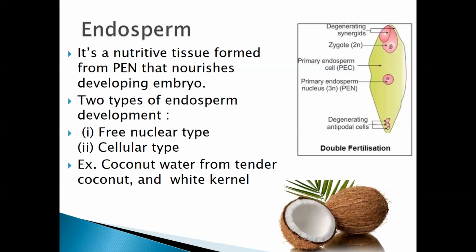Coconut water from tender coconut comes from the process of nuclear division, and the white kernel formed in the coconut, which you can see here, is nothing but endosperm, a nourishing tissue. It develops from the primary endosperm nucleus.